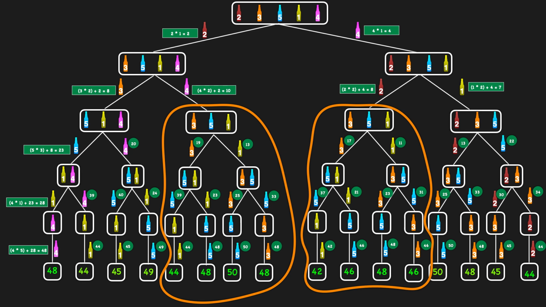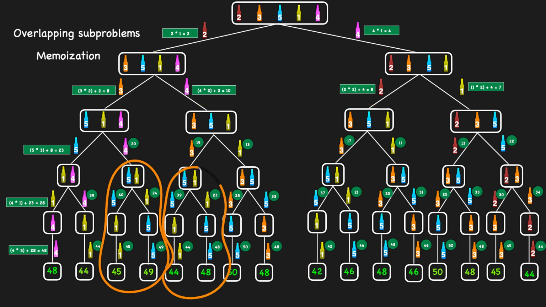This brings us to the second property of dynamic programming, where we encounter overlapping subproblems. When faced with overlapping subproblems, we can use memoization to save their results. And that's what dynamic programming is all about. Here are some more examples of identical subtrees. There are additional ones as well, and I will leave that as an exercise for you to identify.